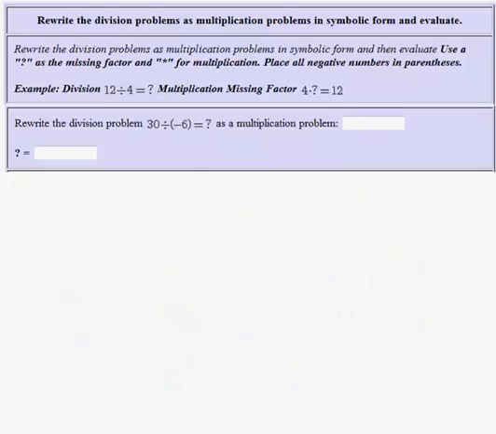This problem is very similar, except you may notice that it involves a negative number, so our answer will involve a negative number. It's important that you see in the directions that it says place all negative numbers in parentheses, as was done here. And this problem is going to work just like the last one. 30 divided by negative 6 means that this is the number of units in each group or each copy, and we need to know, question mark, how many copies or how many groups of negative 6, and I forgot my parentheses, would it take to make up 30?